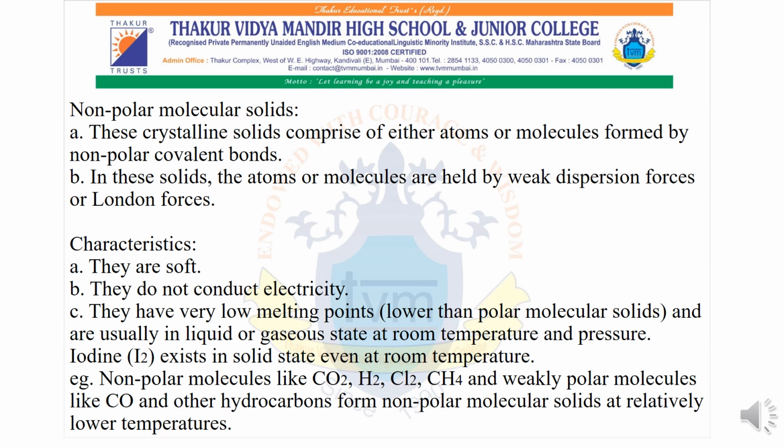They are soft, and they do not conduct electricity like the previous ones. They have very low melting points, lower than polar molecular solids, and are usually in liquid or gaseous state at room temperature and pressure. For example, iodine exists as a solid even at room temperature. Examples of non-polar molecular solids are carbon dioxide, hydrogen, chlorine, methane, and weakly polar molecules like carbon monoxide and other hydrocarbons, which form non-polar molecular solids at relatively low temperature.